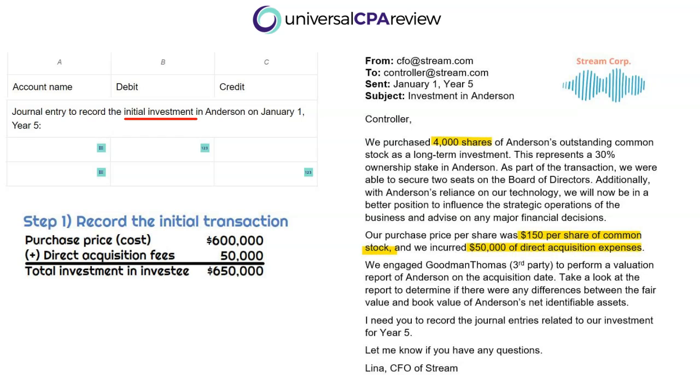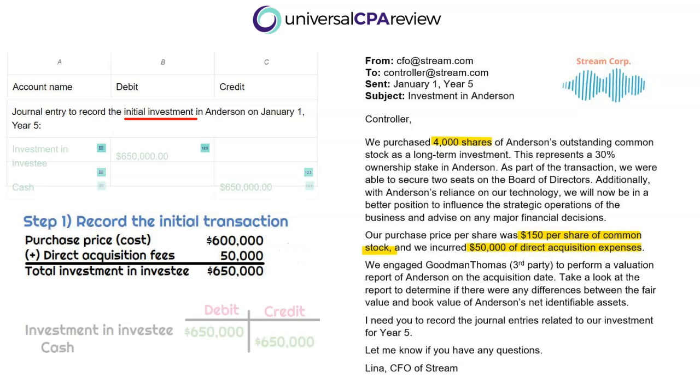So as you can see in step 1, thinking back to our mental map, the purchase price is the 4,000 shares at $150 per share. That equals $600,000. Add in those direct acquisition fees of $50,000, and that means the total investment in investee is $650,000. So for our journal entry in the simulation, we would debit investment in investee, which is the investment asset account on the balance sheet, for $650,000, and then we would credit cash for $650,000 for that outflow relating to the purchase of the Anderson stock, right? So that's very straightforward, but that's a great starting point that we need to understand.